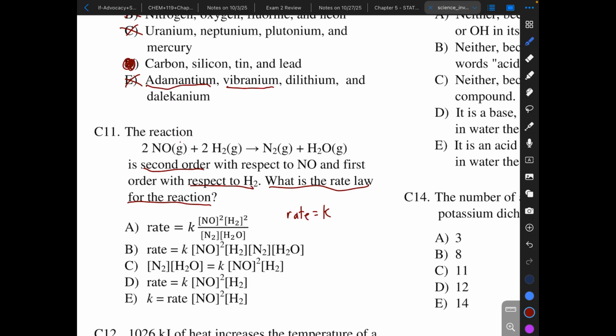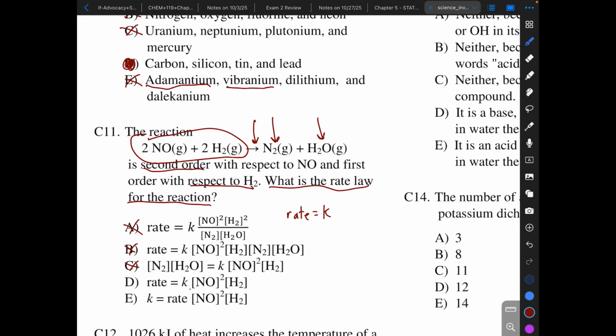So again, in a rate law, the only things that determine the reaction rate are the reactants. The products do not determine reaction rate. So we don't want any answer with nitrogen or water in it. We can immediately get rid of basically A, B, and C, because the rate law only consists of the reactants in a non-reversible reaction. In a reversible reaction, it's different. But for this problem, it's non-reversible, so only the reactants are involved.